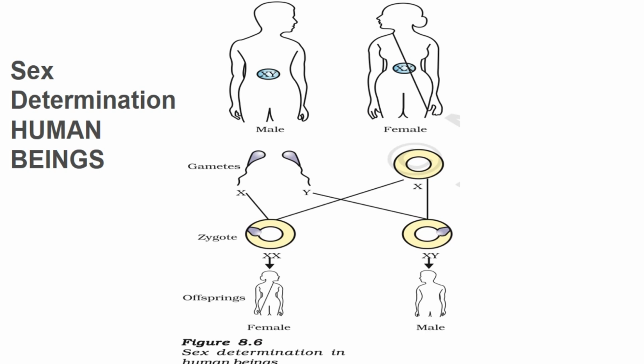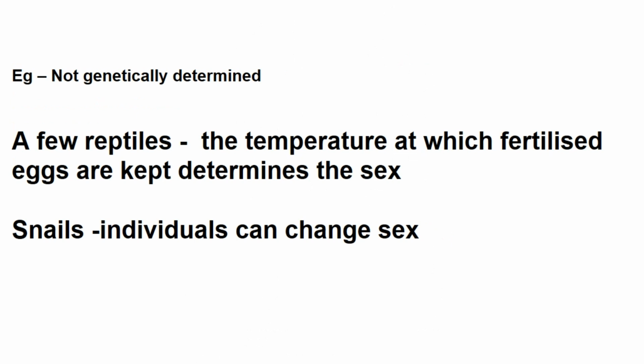The last topic which we learned in this chapter is sex determination in different organisms. First we learned sex determination in human beings, which is genetically determined by two sex chromosomes, X chromosome and Y chromosome. The probability of having a male child or a female child is 50%. In some organisms like snail, sex is not genetically determined. For example, a snail can change its sex due to environmental conditions. Second, in some reptiles, the sex is determined by the temperature at which the egg is incubated.